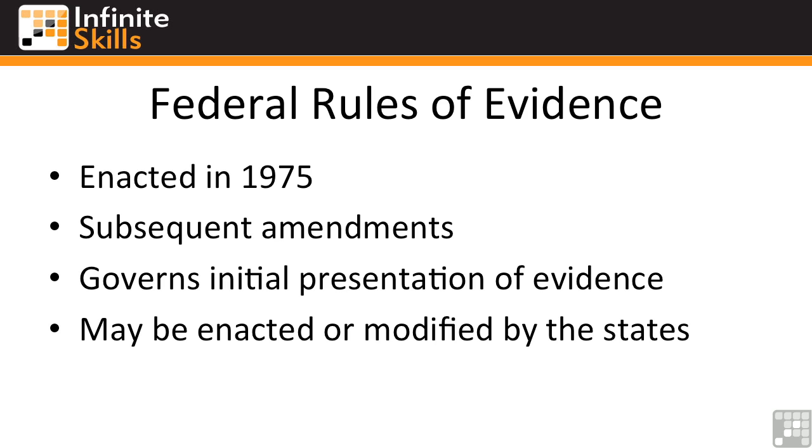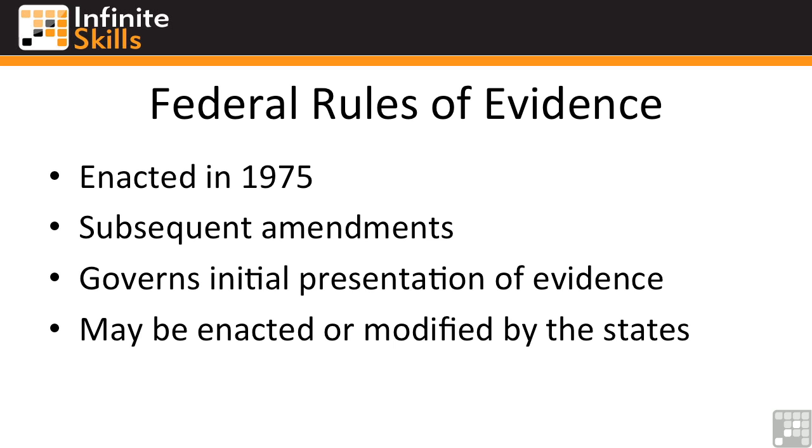In the case of the United States, we have federal rules of evidence. They were enacted in 1975. There have been subsequent amendments to the federal rules of evidence over time. But essentially, the rules of evidence have been in place as we know them since 1975. And what the federal rules of evidence do is govern the initial presentation of evidence.